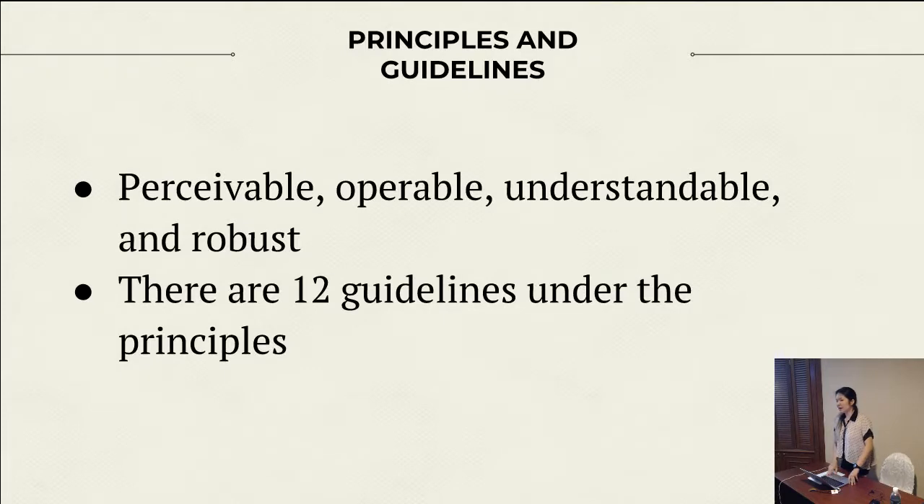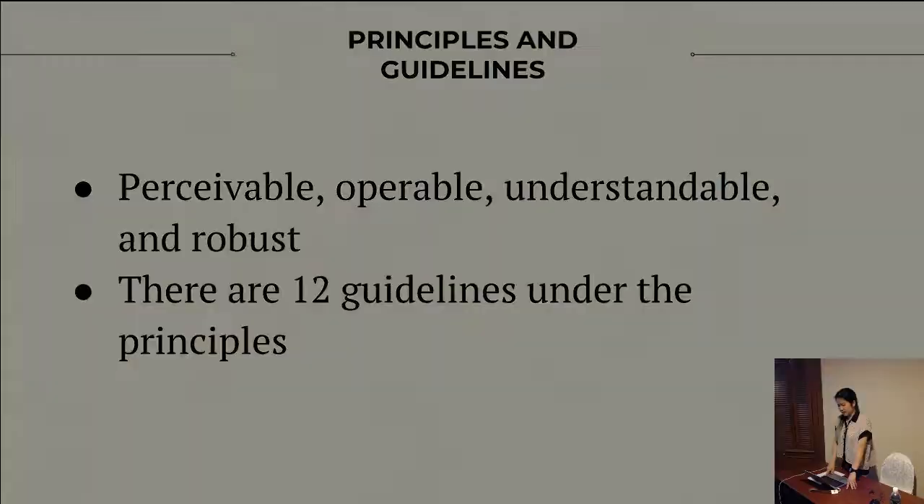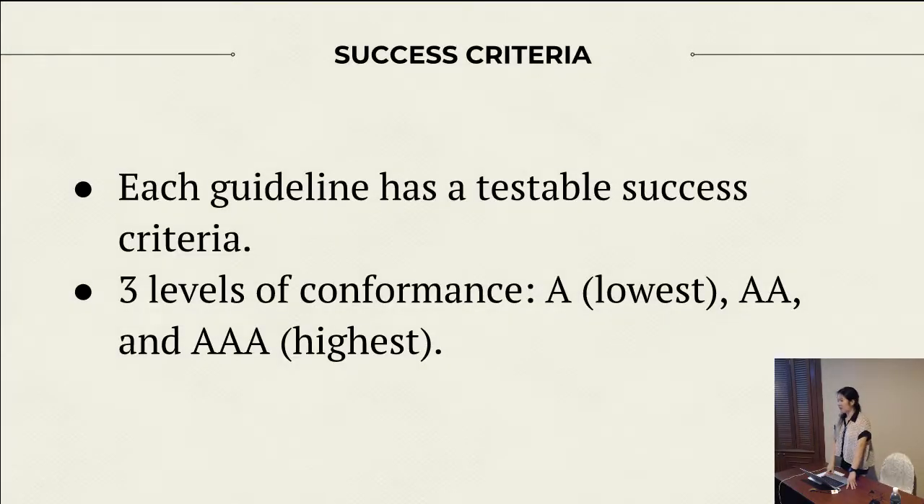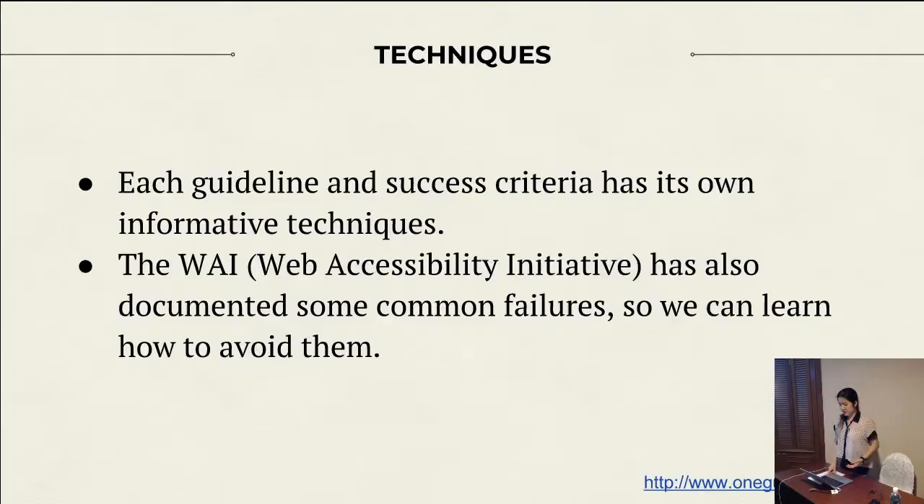These guidelines are governed by four overarching principles: perceivable, operable, understandable, and robust. Under these four principles, there are 12 guidelines. The success criteria for these guidelines go from A to AA to AAA. This is how you see how compliant you are with these standards. And each of them has techniques. Dickson's gonna go into some ways of how you can achieve these guidelines later. And there's also a lot of stuff online that you can learn more about.